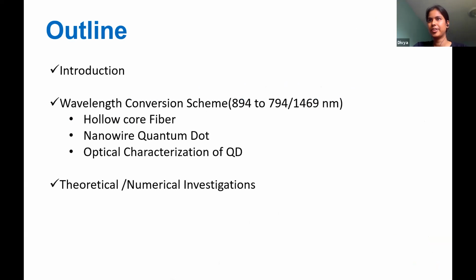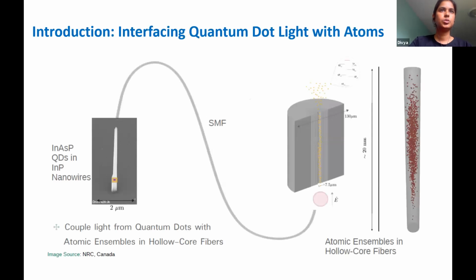I'll just give a brief introduction of our project, because this topic is just one part of our grand goal project. Then I'll define how we are going to do it, that is the wavelength conversion scheme we are going to implement, and what all things are required to do this, like hollow core fiber and quantum dots. And then how we are doing it, that is the theoretical and numerical investigation and defining details. So first the introduction, the project details.